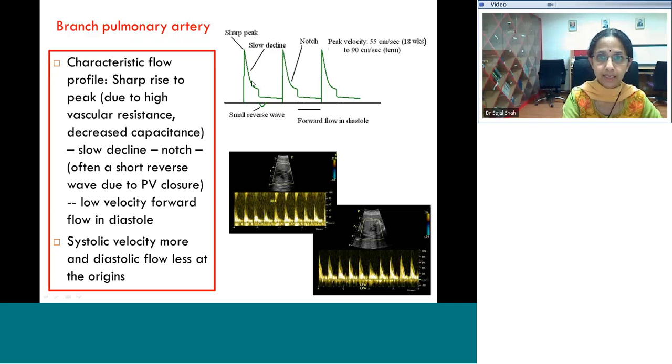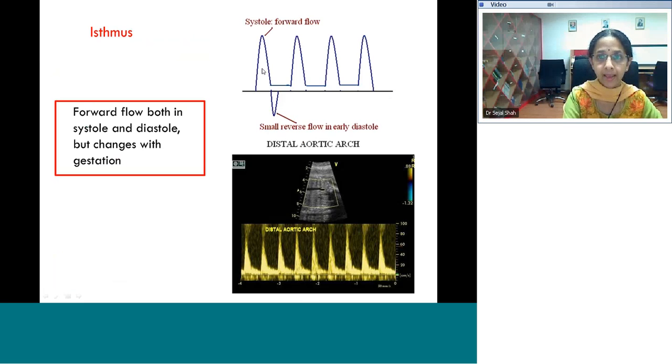So the sharp peak, slow decline, a forward flow, and sometimes a transient reversal of flow can be seen because of pulmonary valve closure, which can happen. Remember that the systolic velocity is more and the diastolic flow is less as we approach the origins compared to the distal field. So this is how a peculiar pulmonary arterial flow happens. The aortic isthmus, we have a typical arterial flow during systole and a low-grade flow during diastole.